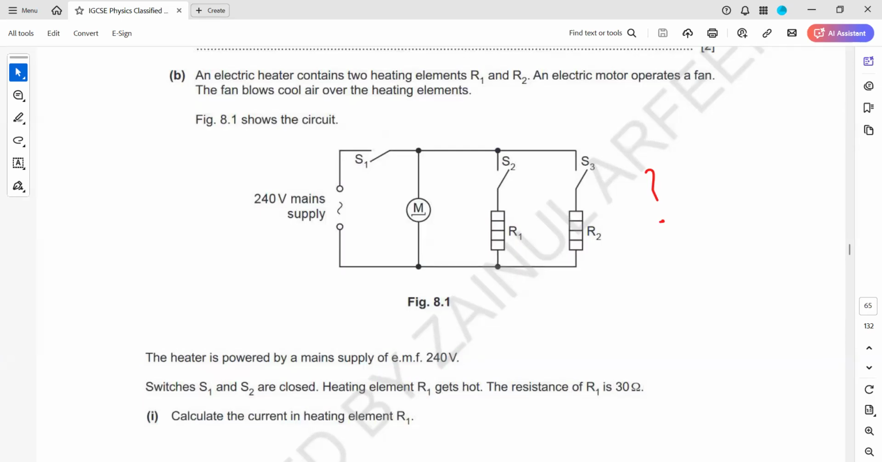How do we pronounce that word? Parallel. So they are connected in parallel. What is the characteristic of the parallel circuit? They have the same voltage. If this is 240, this will also be 240 volts, because the characteristic of parallel circuits is that they all receive the same voltage. But the current will divide between the branches, and the one which has a low resistance will have more current.